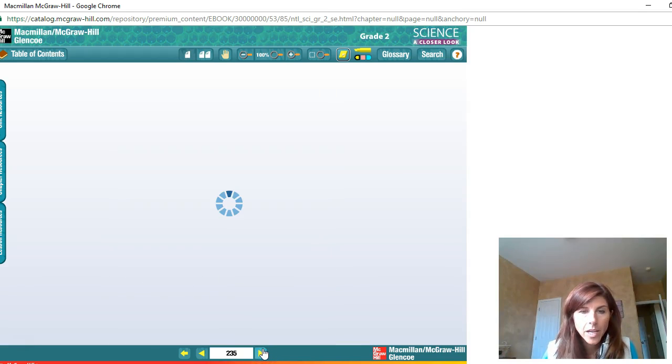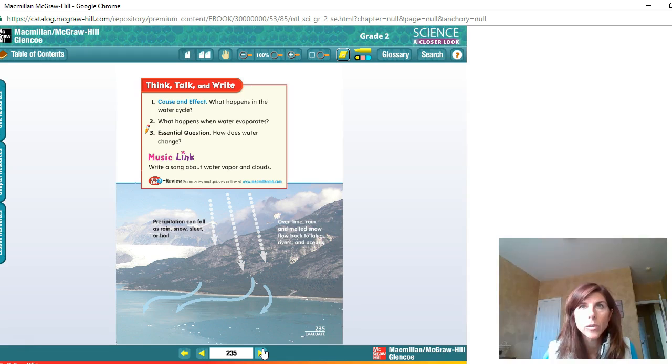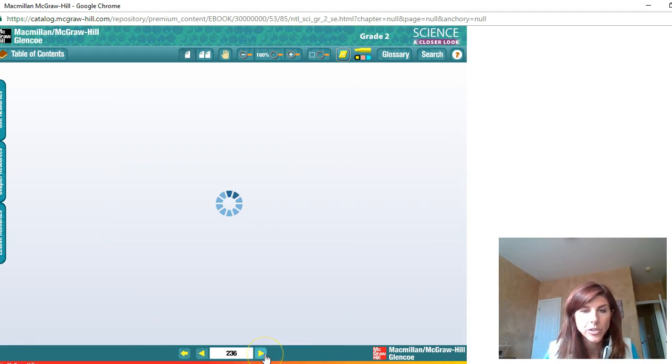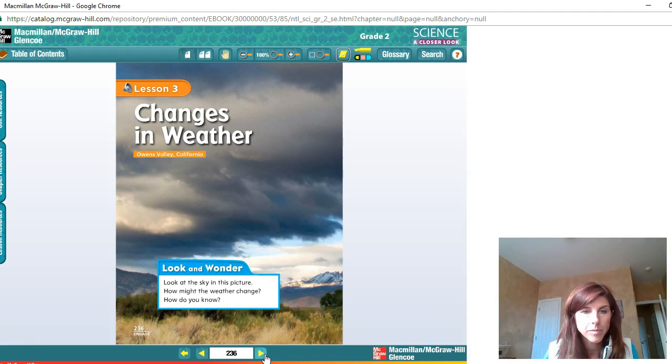Then the clouds get too heavy and the water comes back down onto the earth in the form of one of the types of precipitation. So here's precipitation. It can fall as rain, snow, sleet, or hail. Over time, rain and melted snow flow back to the lakes and rivers and oceans. So there we have a continuous water cycle. Very important that you know what the water cycle is.